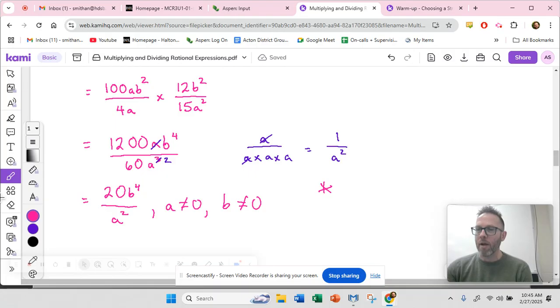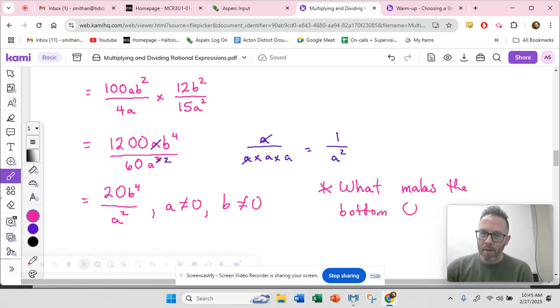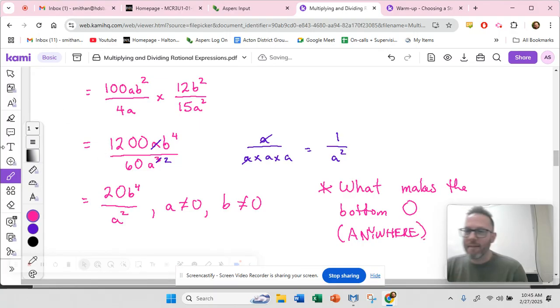You guys put this question on your note 2 days ago. You're going to put it on now. What makes the bottom 0? And I'm going to include in brackets here, anywhere. Anything, anywhere that makes, that's like a movie title, I think. Everywhere that makes the bottom 0. That'll give you a restriction.